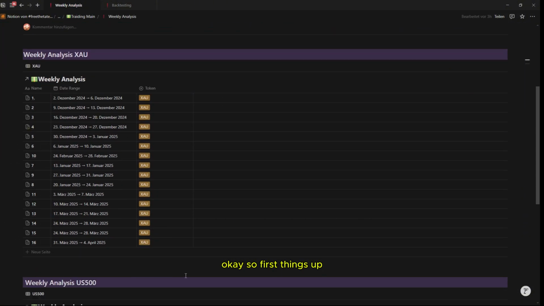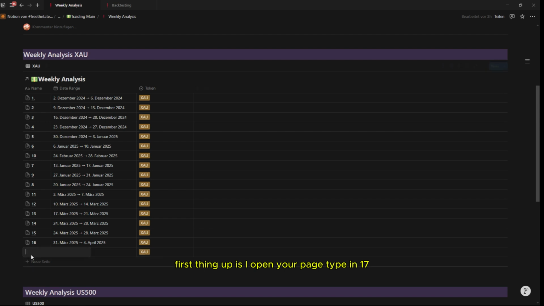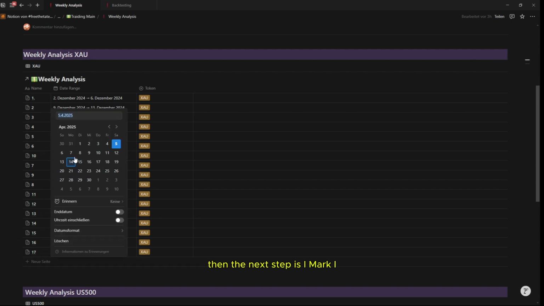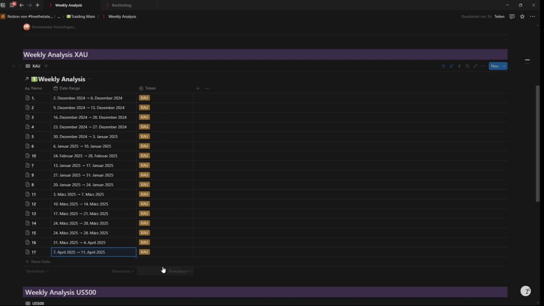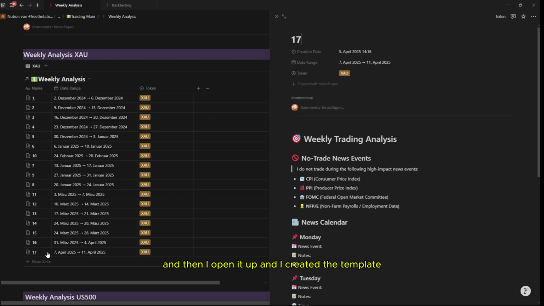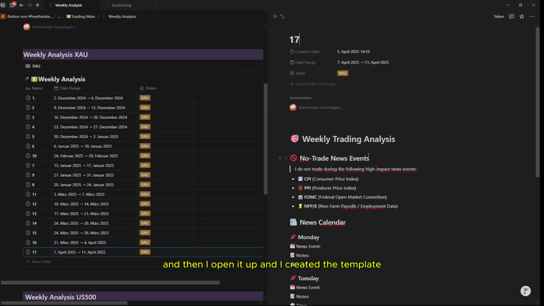Okay, so first thing is I open a new page, and I type in 17 because it's the 17th weekly analysis I'm doing. Then the next step is I pick the date range, so 7th of April till 11th of April. And then I open it up, and I created a template.